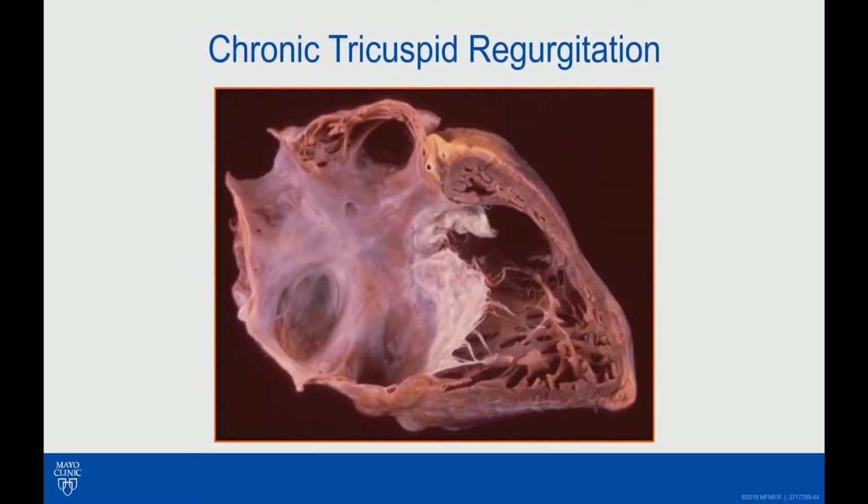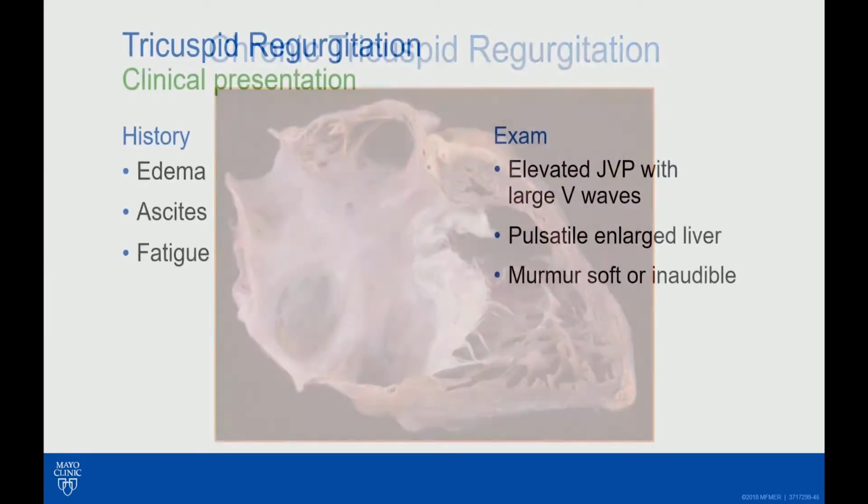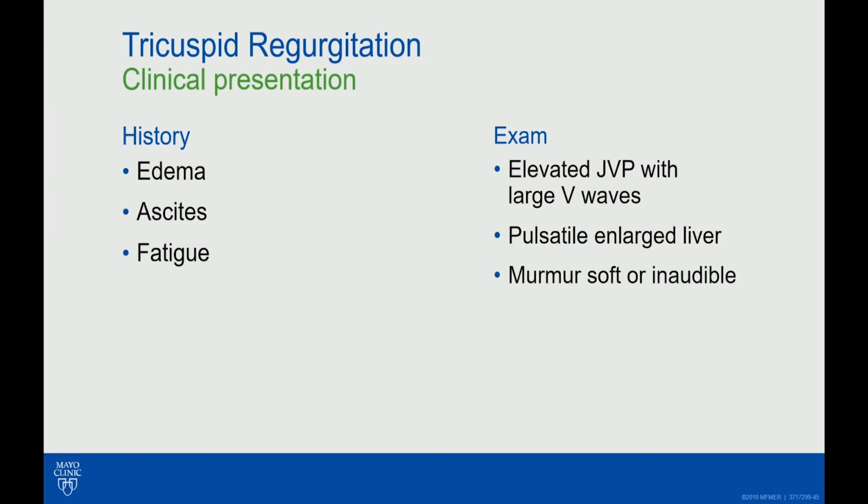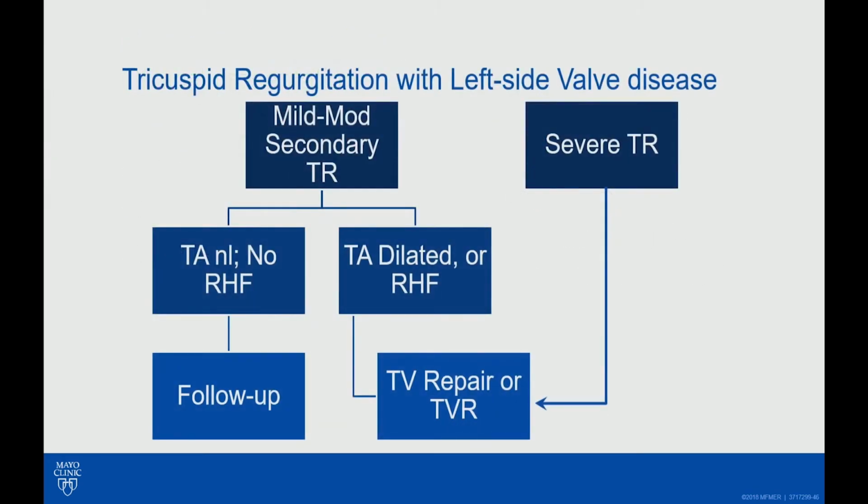We'll touch briefly here on tricuspid valve regurgitation. It follows a lot similar to mitral regurgitation. You know the clinical presentation, it's signs of right heart failure. One unique aspect is if you're operating on a person for left heart disease, you might consider a tricuspid valve operation at the same time.